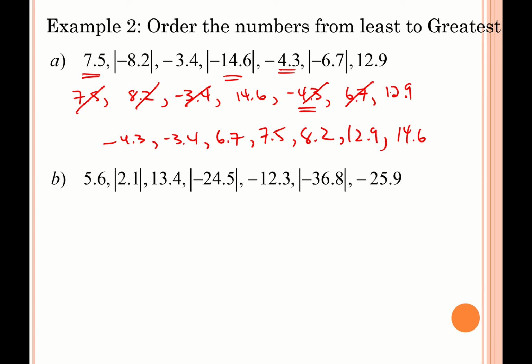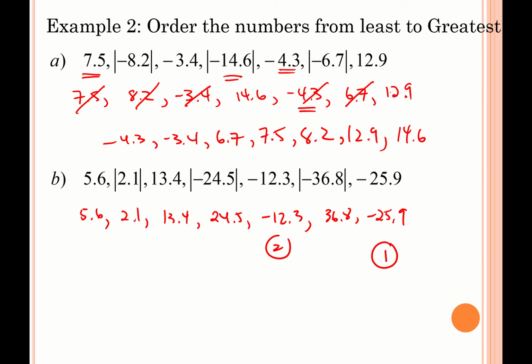So the second one, I'm just going to list them out. Again, this is 5.6, 2.1, 13.4, and this becomes positive 24.5. That's negative 12.3, 36.8, and then negative 25.9. So when I list them from least to greatest, this is number 1, number 2, and after that, this will be number 3, and then this is number 4, this is number 5, number 6, and this is the greatest, number 7. Okay, let's move on.